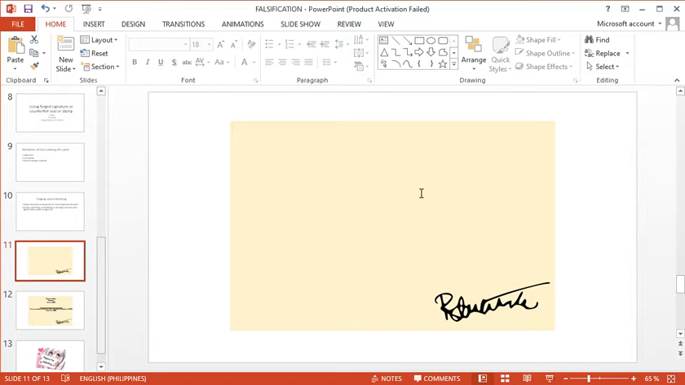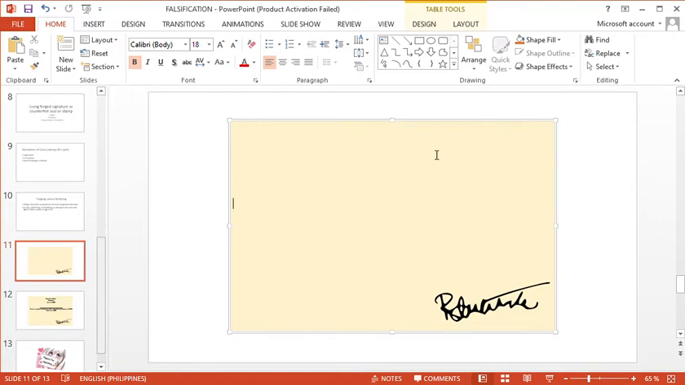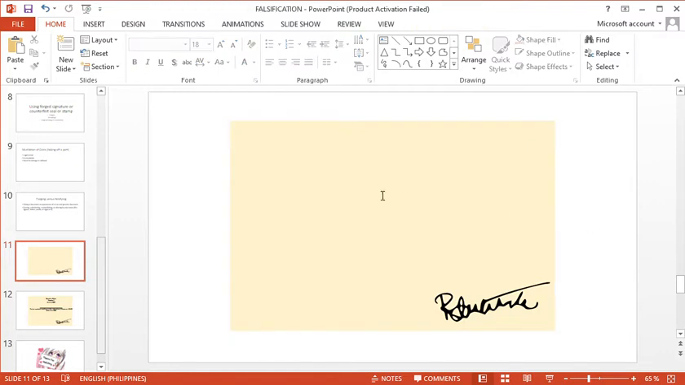Again, falsification, you are making a document false. Forgery, you are making a false document to be true. Okay? Kaya dito, this is a true document, correct? You are trying to make it false by putting a statement here above the signature of the president. Why did I say that this is a true document? This is a true document because the signature of the president is genuine. So the document itself is genuine. It's real.